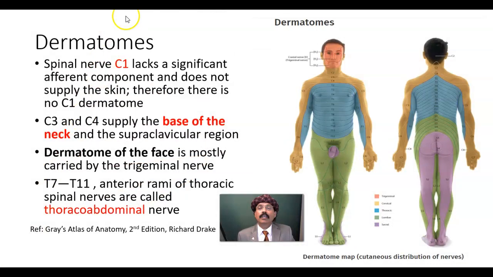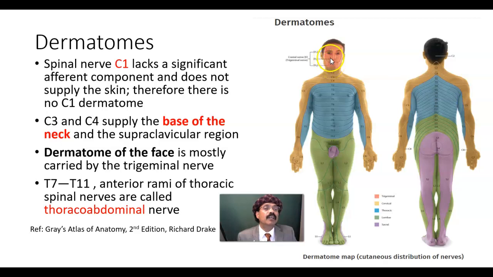Okay, we got that. Dermatome of the face is mostly carried by the trigeminal nerve. So this part, forehead, vertex area, is from V1, the ophthalmic division of trigeminal nerve, including the roof of the nose, plus upper eyelid, plus the conjunctiva and cornea. That is the ophthalmic division of trigeminal nerve. Then we'll get the maxillary nerve here, below that, lower eyelid, and this part of the cheek. That is the maxillary nerve. Then this is the mandibular nerve that includes the mandible.